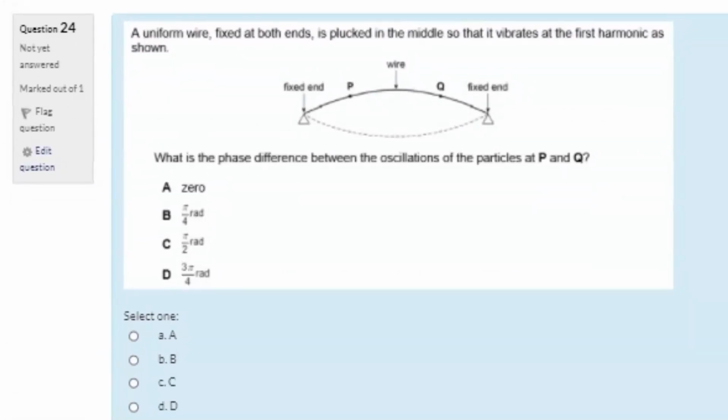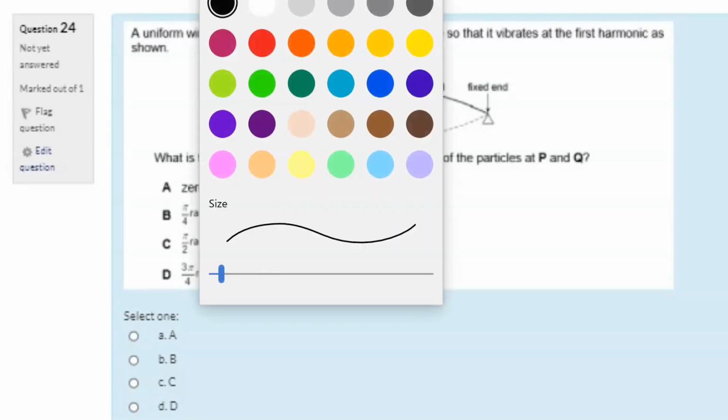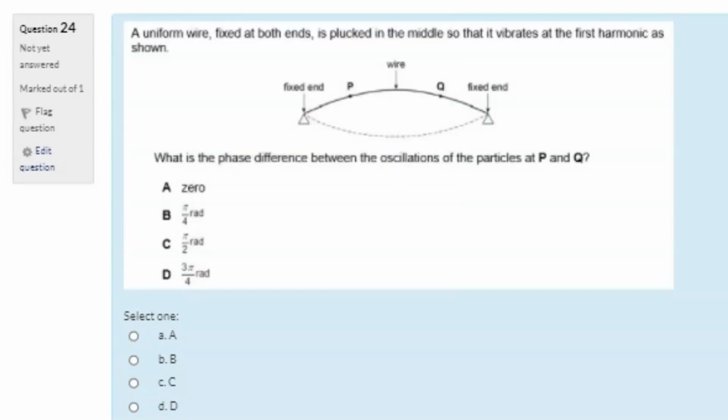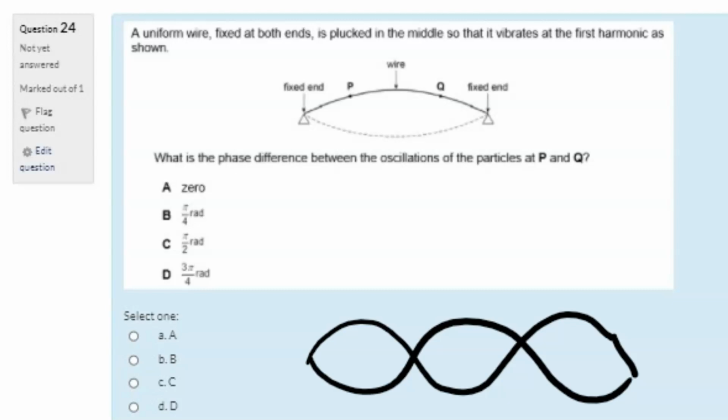Question 24. I'll let you pause to read it. Okie dokie, phase difference of standing waves. If I've got a standing wave like this and I draw it as a loop diagram, everything within this loop is in phase, everything in the next loop is pi out of phase, and everything in this loop is in phase of any point on this loop.